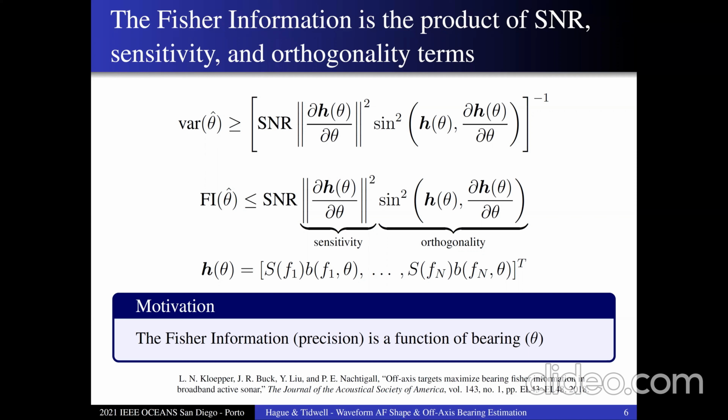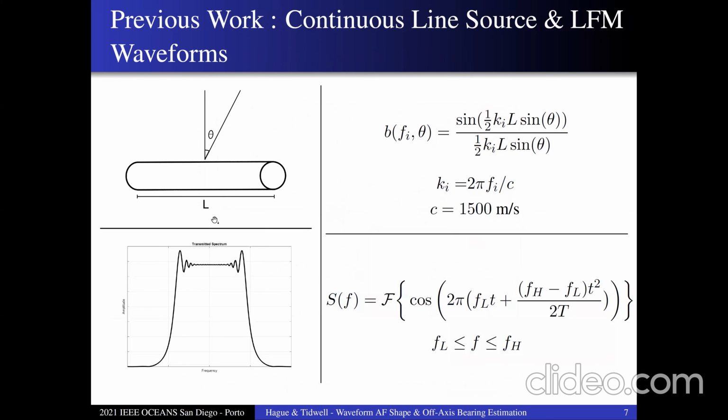Now, the motivating observation here is that the Fisher information, and thus precision, of our target bearing estimation problem is a function of the true target bearing. This gives rise to the idea of a sweet spot, or an angle at which the Fisher information is maximized. Now, this expression is perfectly general. It makes no assumptions about the transmit waveform spectrum or the projector's beam pattern. So to reduce the degrees of freedom in the problem, Matt had to make some design choices in order to evaluate this technique. And so this is what he did.